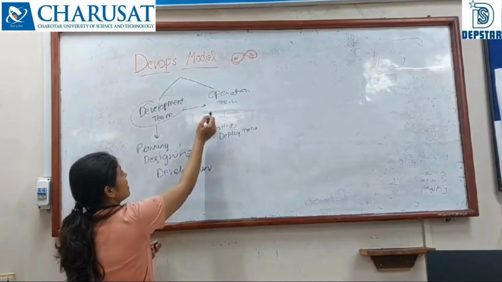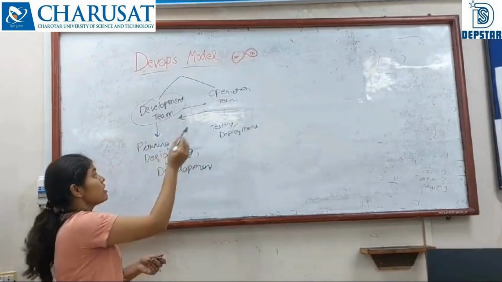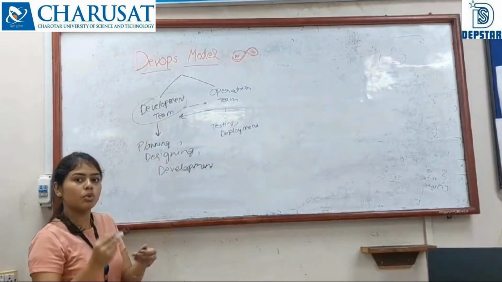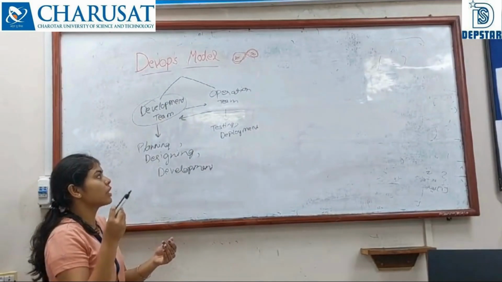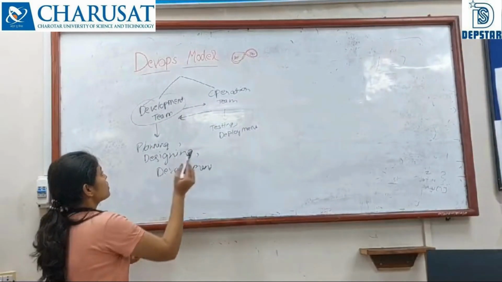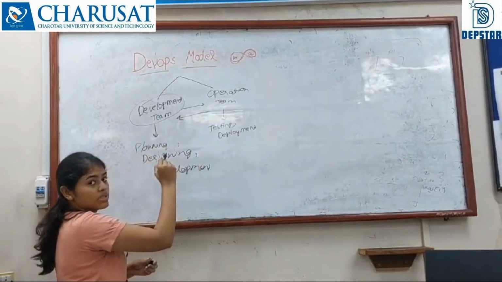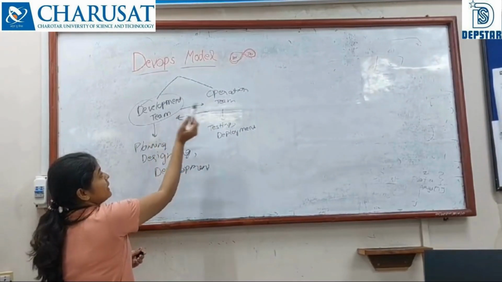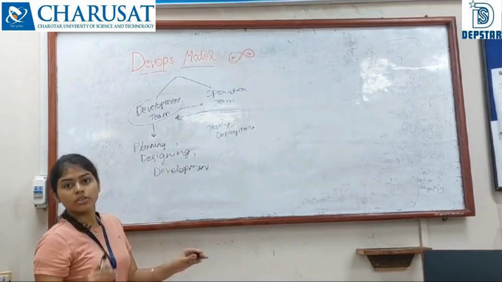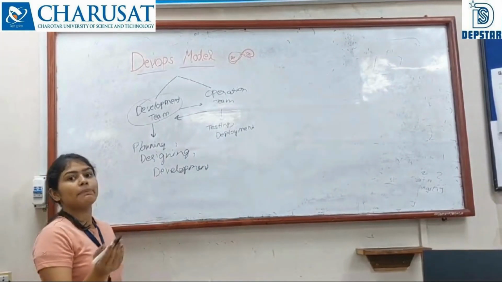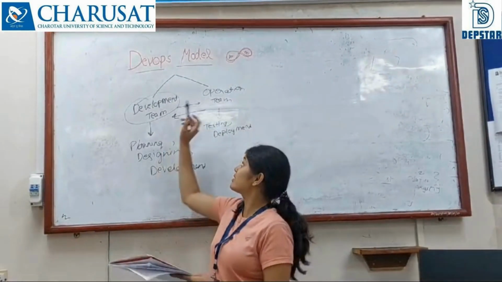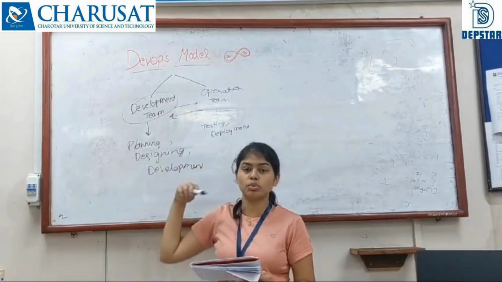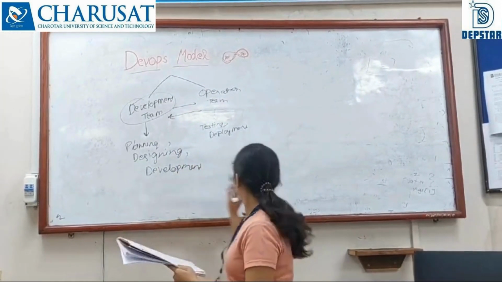These feedbacks are given again to the development team. So the development team will again work on the changes or the bugs that were noticed by the customers. This way it is a continuous process. The development team and operation team work together. We have many applications like Amazon, Netflix, Facebook, Adobe. They use this DevOps model to make their applications.